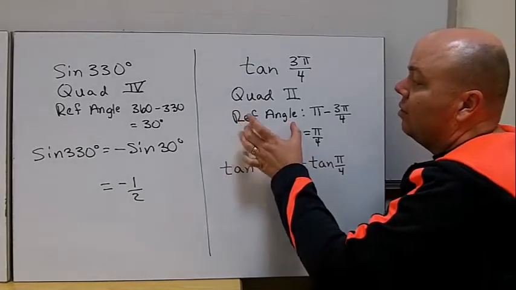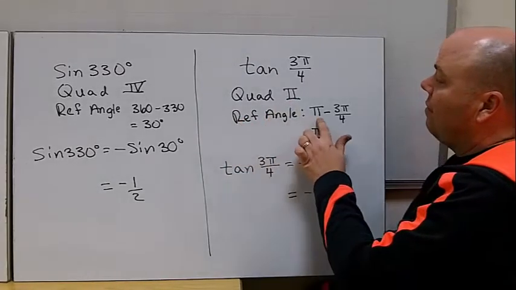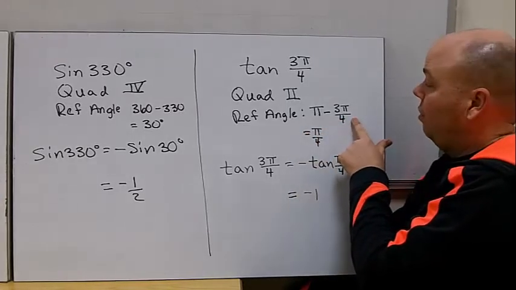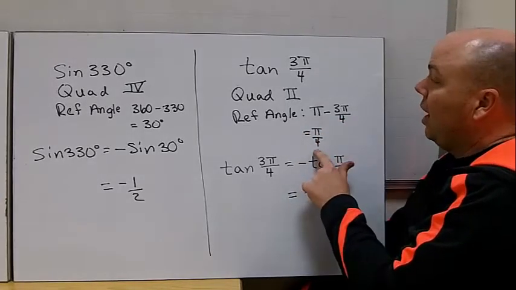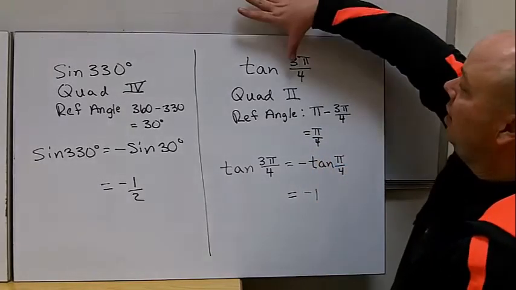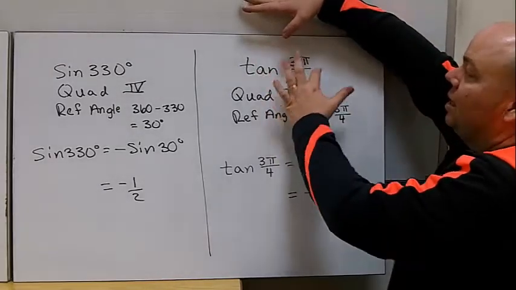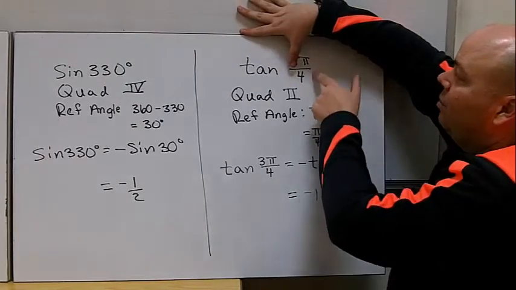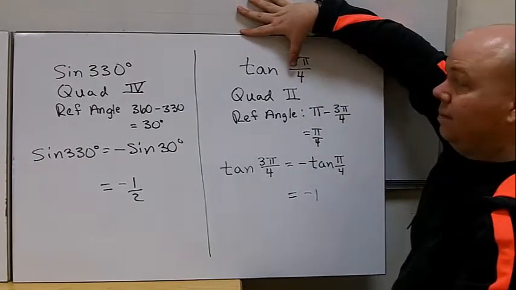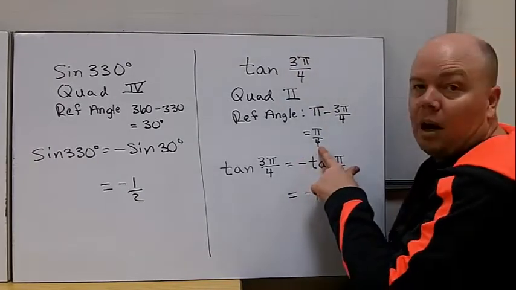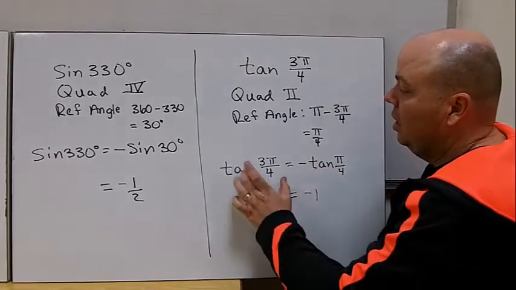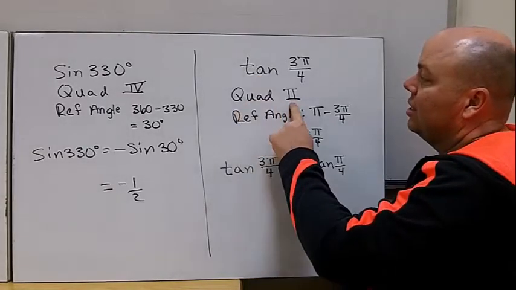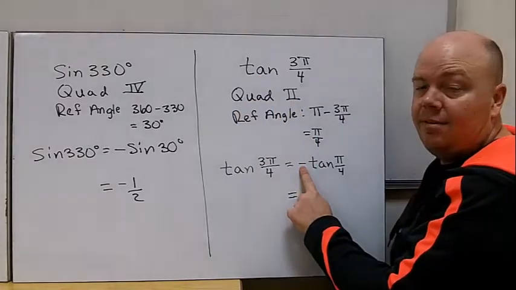Okay, the reference angle, since you're in the 2nd quadrant, is pi minus 3/4 pi, which is just pi over 4. And if you remember that little trick, if your angle is in terms of pi, you can cover up the pi and that will tell you what the reference angle is. So the reference angle is pi over 4. I'm in the 2nd quadrant, trying to find the tangent, and in the 2nd quadrant, tangent is negative.